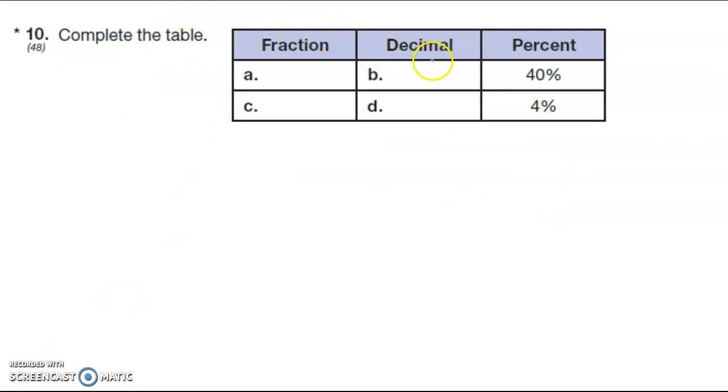Okay, complete the table. Fraction, decimal, percent. You should have this in your spiral, but if you don't, I'm going to go ahead and say it again. To go from fraction to decimal, we divide. To go from decimal to percent, we multiply by 100. To go from percent to decimal, we divide by 100. And to go from decimal to fraction, we use the place value.